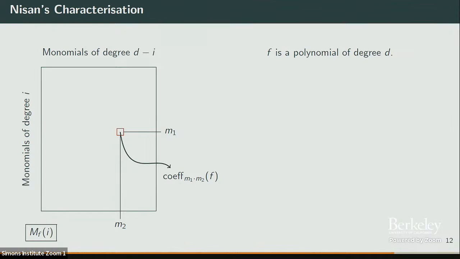Nisan showed that if you have a polynomial of degree d, and you consider this matrix. So what is the matrix? For any i, you write all possible monomials of degree i in the rows, and all monomials of degree d minus i in the columns. The entry in the M1, M2 position is going to be the coefficient of M1 times M2 in F.